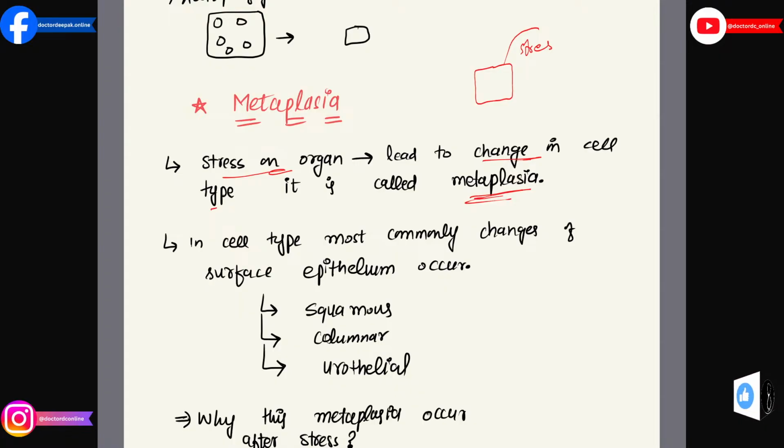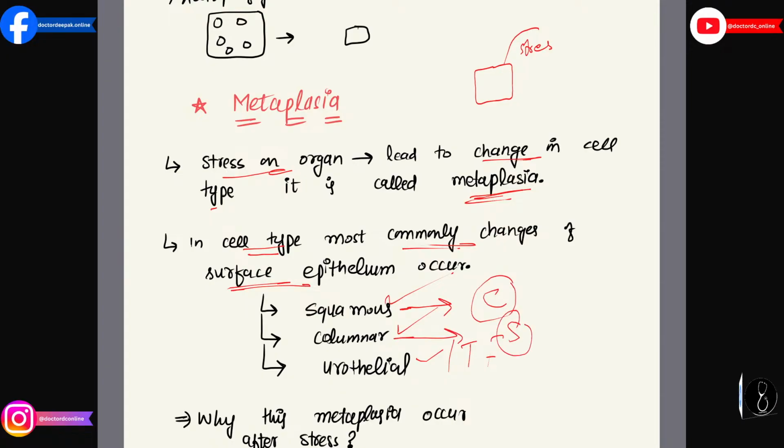If they ask you, when the cell changes its cell type, which is the most common epithelium involved? The most commonly changed epithelium is surface epithelium. We know that we have different kinds of epithelium: squamous epithelium, columnar epithelium, urothelial or transitional epithelium. If squamous epithelium changes to columnar, it is a metaplasia. If columnar changes to squamous, it is a metaplasia. And if urothelial or transitional changes to another epithelium, it is again metaplasia.